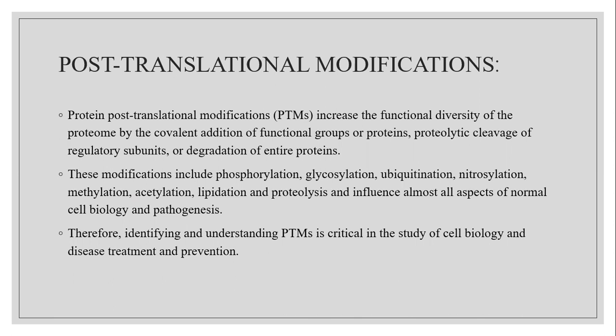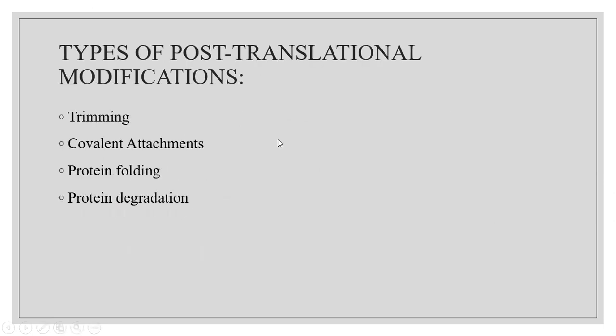These modifications influence all aspects of normal cell biology and pathogenesis. Therefore, PTMs are very important in the study of cell biology and disease treatment as well as its prevention. Types of post-translational modifications. There are 4 types: trimming, covalent attachments, protein folding, and protein degradation.